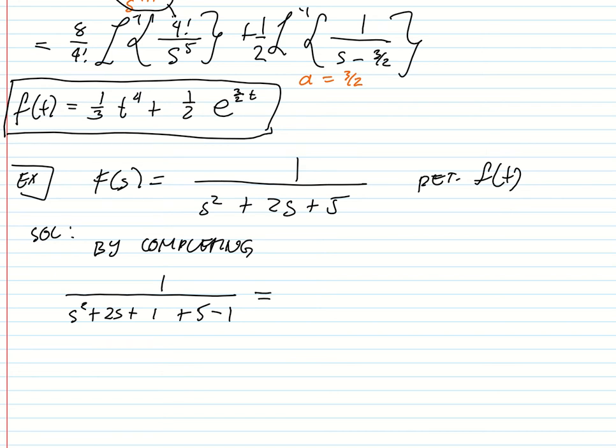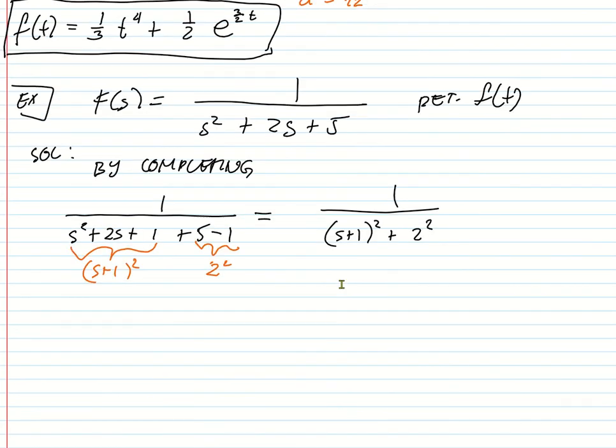So if you simplify this, because this is now a perfect trinomial, it's just equal to s plus 1 squared. And this one will be 5 minus 1, 4, or we can rewrite it as 2 squared. So we can write this now as s plus 1 squared, then plus 2 squared. And this is now the function that we will take the inverse Laplace of: 1 over s plus 1 squared plus 2 squared.